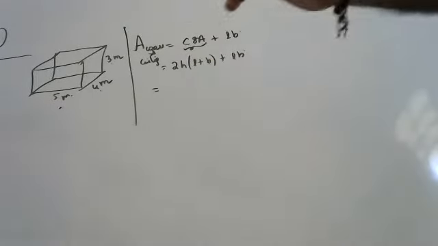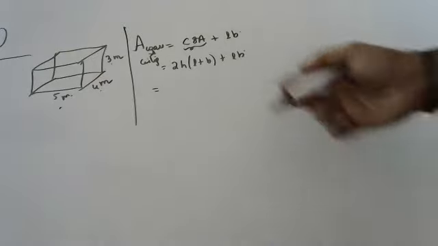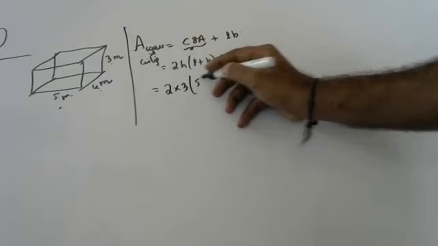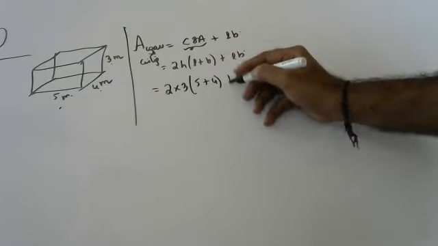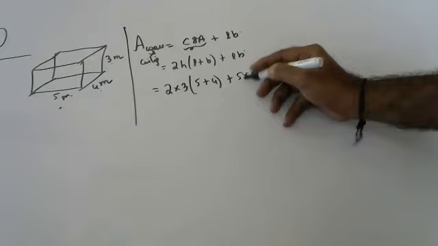Can you tell me the substitution? Yes, sir. First, 2 into 3, 2 into 5, 3 into 5, plus 4 into 5, plus 4 into 4. Okay, now tell.